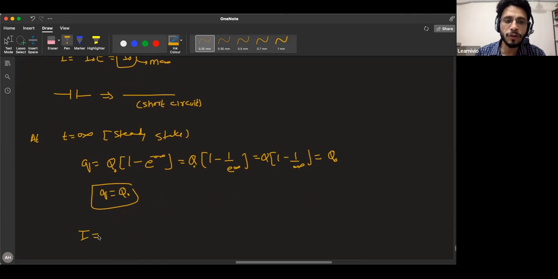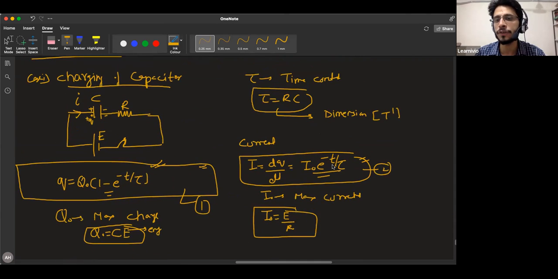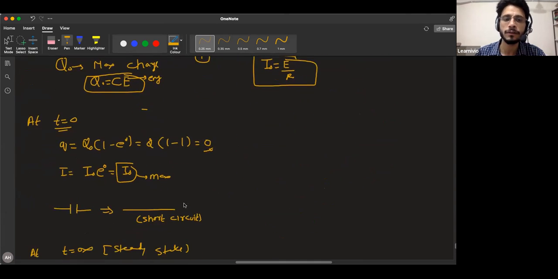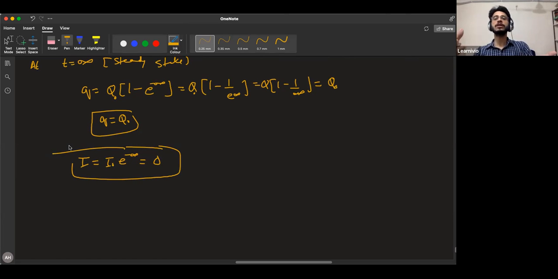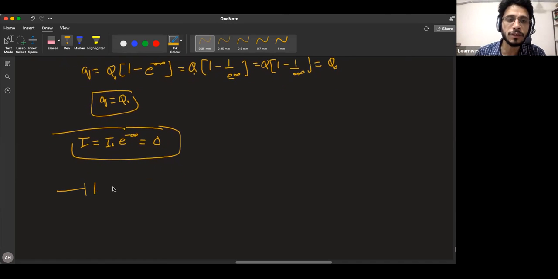And if you calculate current at this point, instead of t you substitute infinite, then this is I naught e to the power minus infinity. E to the power minus infinity is 0. Your current comes out to be 0. It means when your capacitor becomes fully charged, no current will flow through the circuit. Your capacitor will behave like an open circuit.